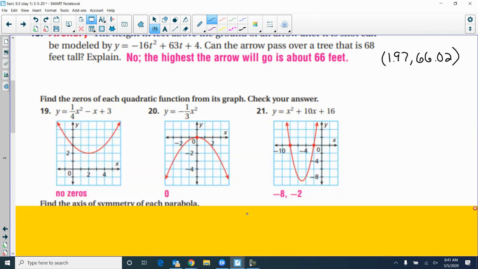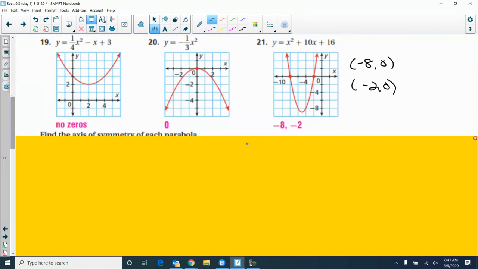All right, 19, 21. Just check the zeros. 19 has no zeros. Please put this down as -8, 0, -2, 0. That's all you're asking for is the zeros. It's where it hits the graph. That's it. Don't make that harder.